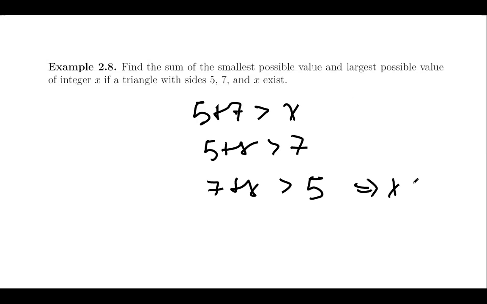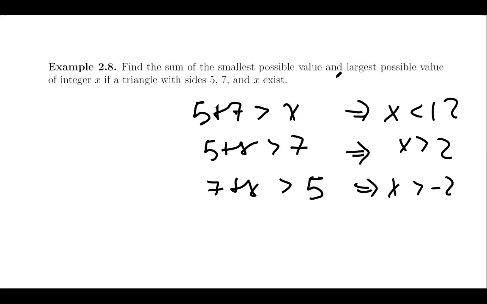This one is not that interesting because x is less than 12, and that we already knew basically. This one tells us that x has to be greater than 2, and this one says that x has to be less than 12. So the largest possible integer would have to be less than 12, and that's 11. And the smallest possible integer has to be more than 2, which is 3. So their sum is 14.